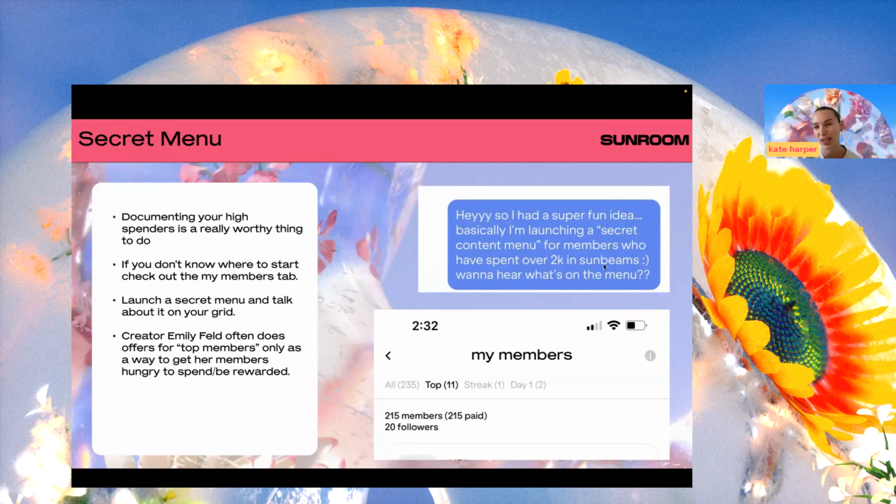And she wouldn't really know, she wouldn't have a list of how much everyone spent on her, but she could probably just make the assumption that anyone in her top members is someone who has spent over 2,000 Sunbeams. So she just hit them up, and she doesn't really have a secret content menu. She's just come up with something in the back of her mind and is just trying to see if there's appetite for it. And then just sent back a list of extra stuff she's not really offered before.